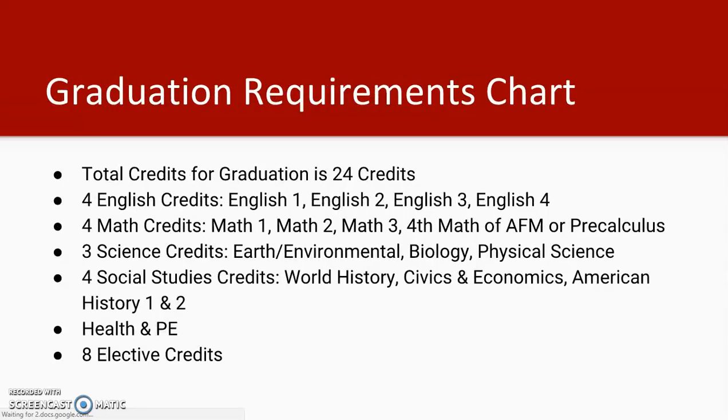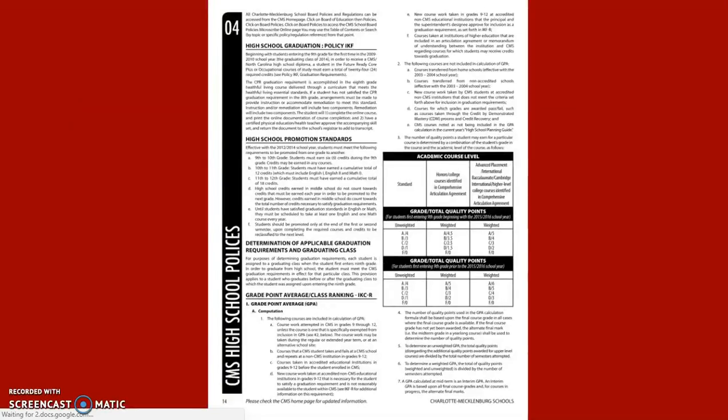At this time, please refer to the graduation requirements chart that you have been given so that you can follow along as I review graduation requirements. It is important to review graduation requirements as you select your courses to ensure that you register for the necessary courses. You can see towards the middle of your chart that a total of 24 credits are required for graduation. The chart breaks down those 24 credits by the categories you see listed.